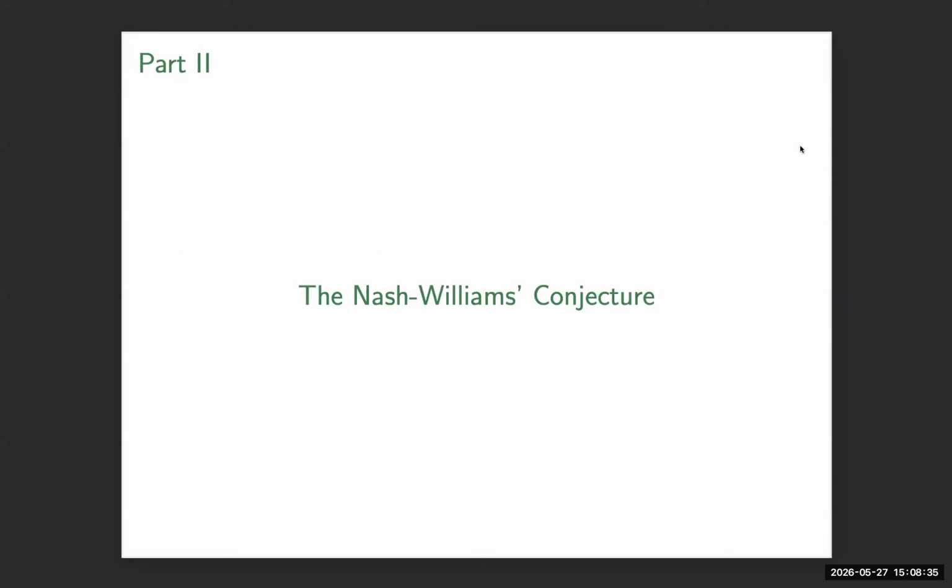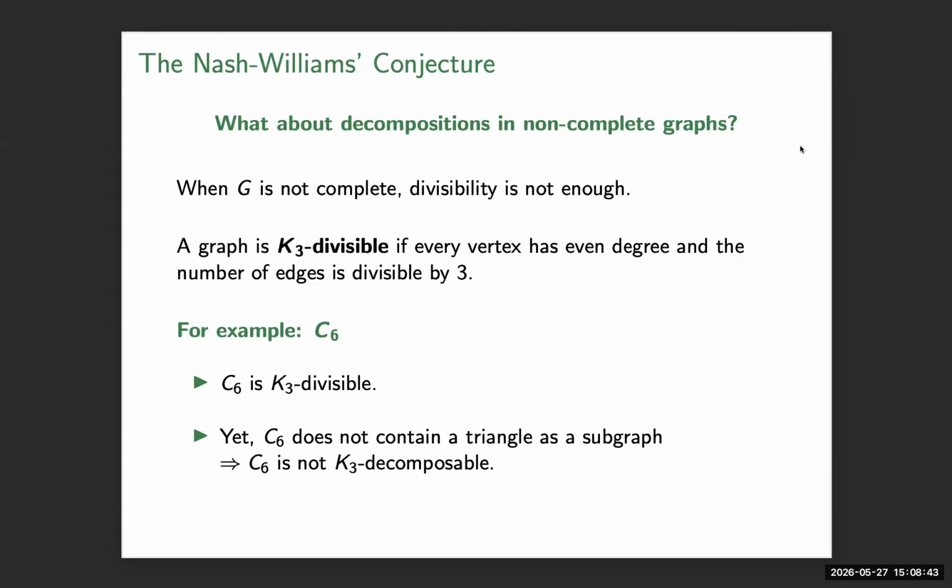Okay, this brings us to the Nash-Williams conjecture, a different Nash-Williams conjecture than was talked about earlier. With the resolution of the existence conjecture, again, we're not done. What about decompositions of non-complete graphs?